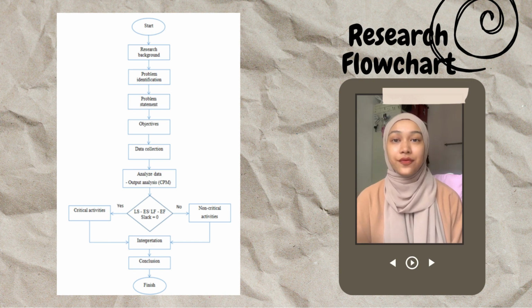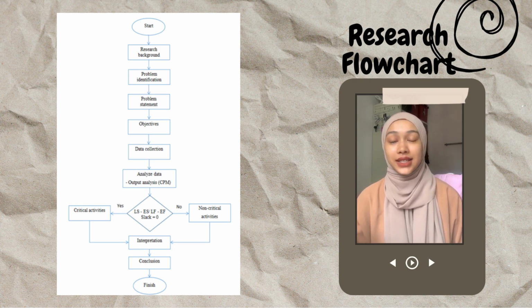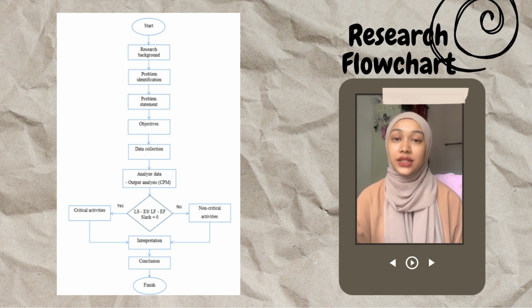This is the research flowchart. The start symbol represents the beginning point of the process, and then we identify the research background. It helps to understand the current state of knowledge and identify any gaps or areas that need further investigation. Next, problem statement. The problem statement helps researchers define and articulate the specific issue or problem they intend to address through their research. Then, we study the objective. Next, data collection. This step is to ensure that the data collected directly aligns with the research objective.